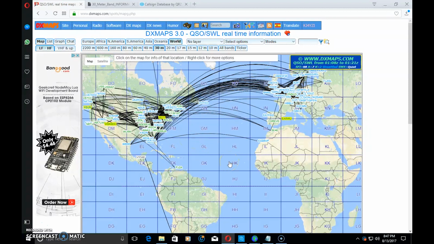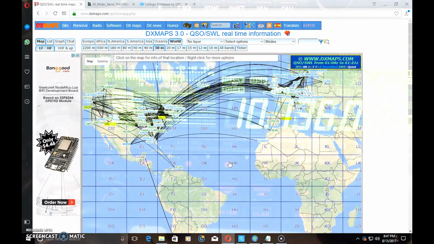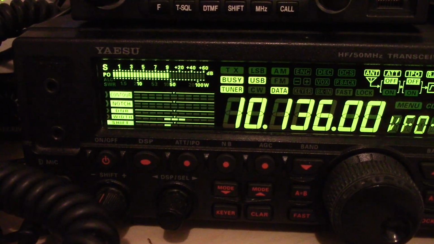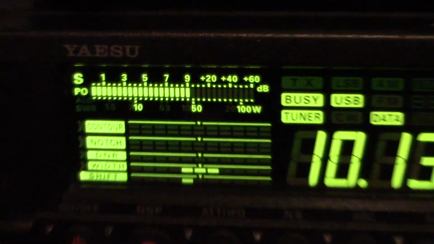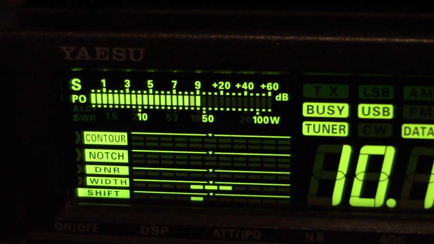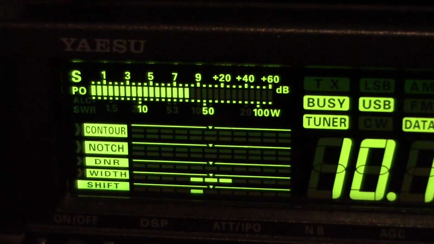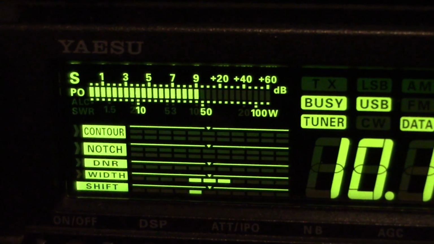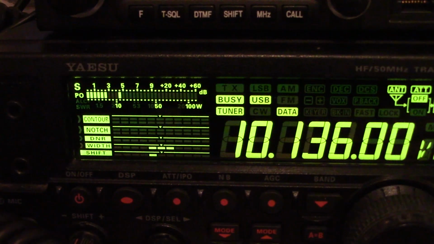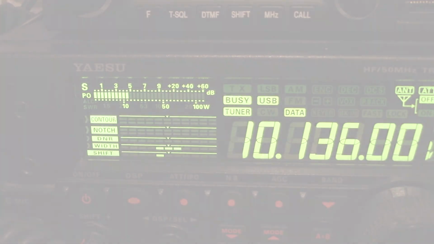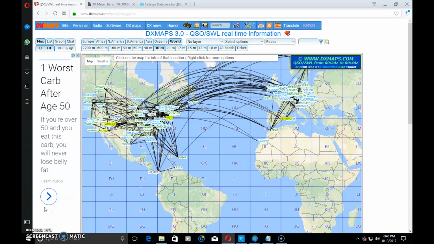If I go there right now at this time at night on my radio, I'm going to hear this right here. They're just pouring in. It's booked.